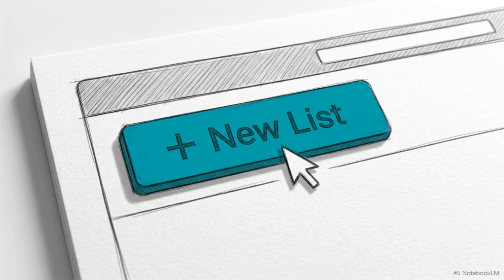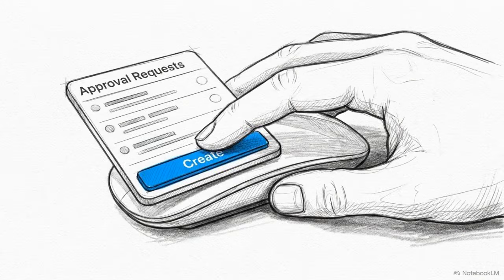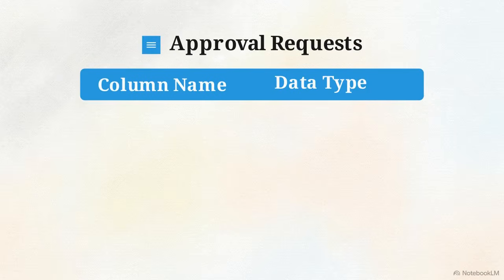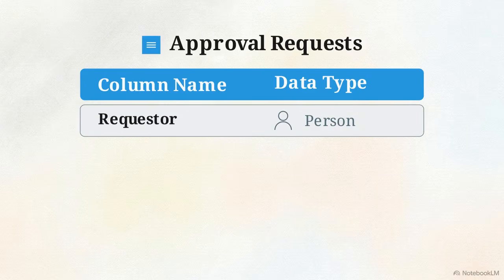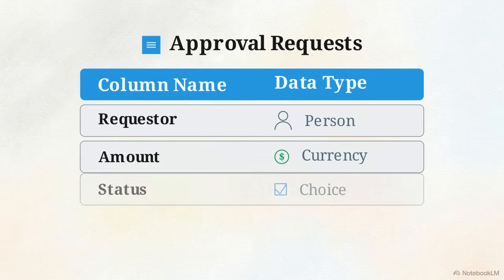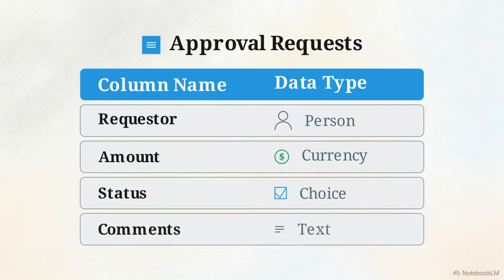We will use a new SharePoint list for this. Go into your SharePoint site and create a blank list. Name this list exactly Approval Requests. In this database table layout, map your columns to specific data types: requester as person, amount as currency, status as choice, and comments as text.